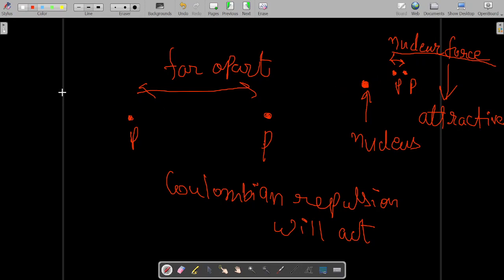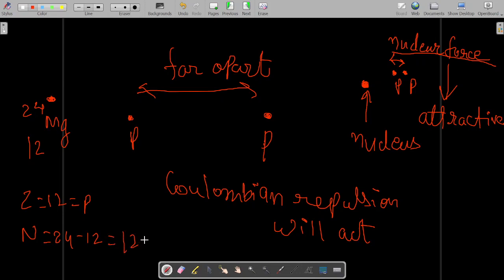You must wonder about this fact. Suppose we have a magnesium nucleus. What do we have in the magnesium nucleus? We have 12 protons and 24 total nucleons. So we have Z equal to 12, that is, 12 protons, and the number of neutrons equals 24 minus 12, which is 12. So we have 12 neutrons also.